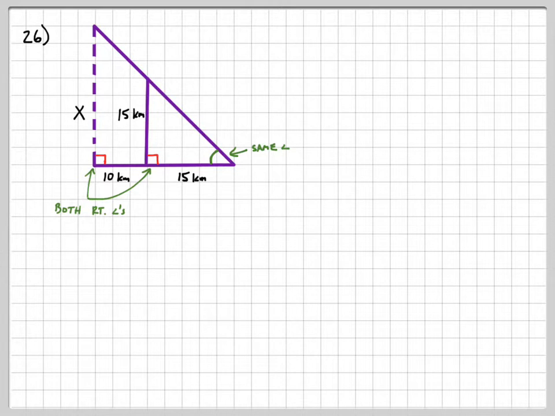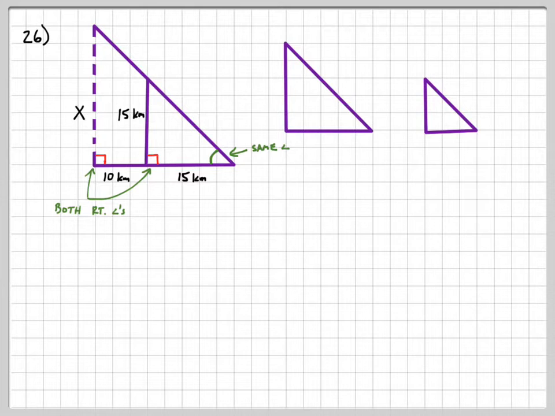So my next step then is going to be to make a sketch of each triangle. So the larger one and the smaller one. So I'm going to do this quickly right here. Here's my larger one, and then here's my smaller one. And I want to add in the matching angles, so I've got my right angles here, and then my same angles here.